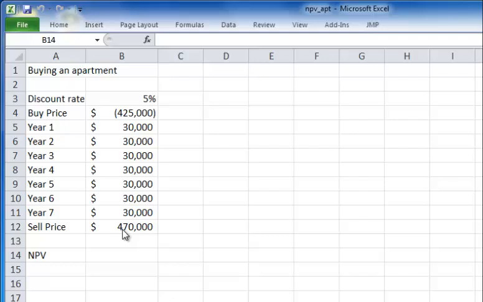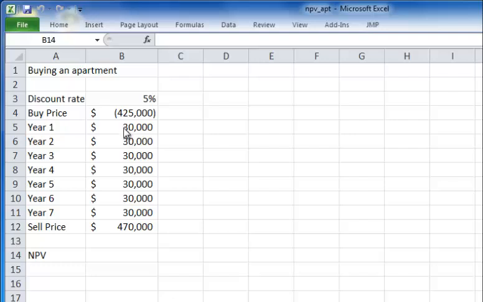Now the central question is, what is the net present value of this whole investment? Before we talk about the NPV function itself, there are a couple of things to keep in mind. First of all, this NPV function assumes the cash flows happen at regular intervals. So if your cash inflow and outflow doesn't happen at regular intervals, you need to use another function called XNPV.